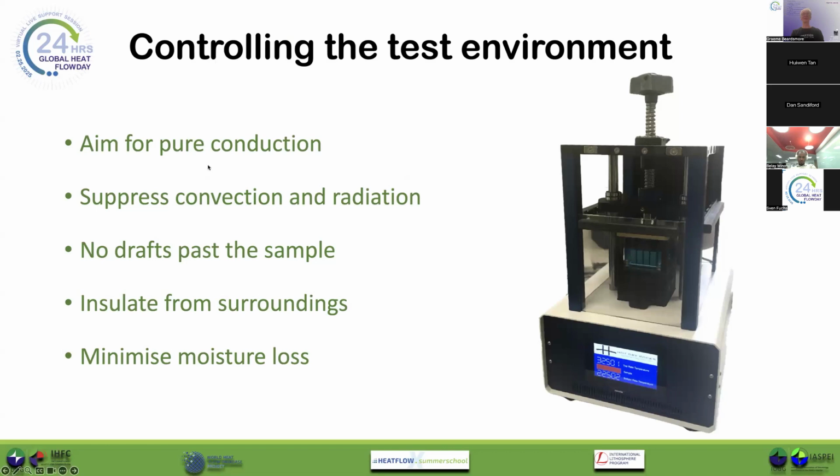So we want to minimize any risk that there's any convection or advection of heat or radiation of heat from the sample. So conduction is only one mode of heat transfer. As much as possible for a measurement, we want to ensure that is by far and away the dominant mode of heat transfer during a measurement. So we don't want any cold drafts or hot drafts or any drafts whatsoever blowing past the sample during a measurement. So still air is best. If we can insulate the sample from its surroundings, all the better.